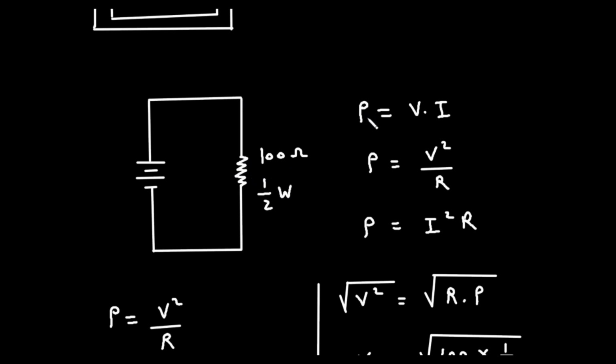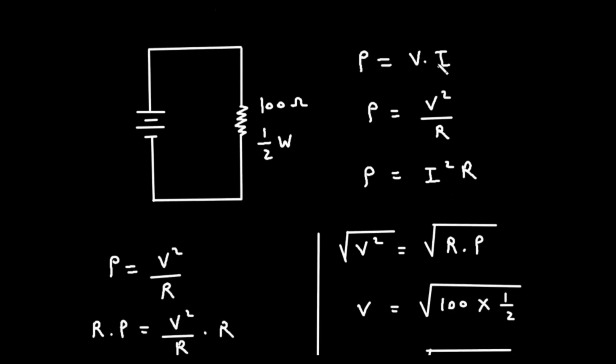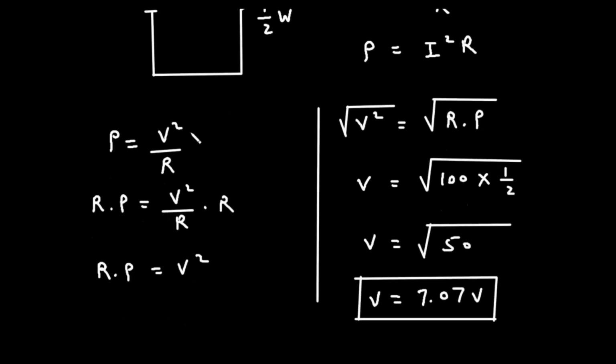So how can we find the power? Here is an example. Power is equal to voltage into current, and there is one more formula to calculate the power. Power is equal to V square upon R, and there is one more formula, which is power is equal to I square into R. Here the value of resistance and power is given, so we need to find the value of voltage. Here we will take this formula: power is equal to voltage square upon resistance.